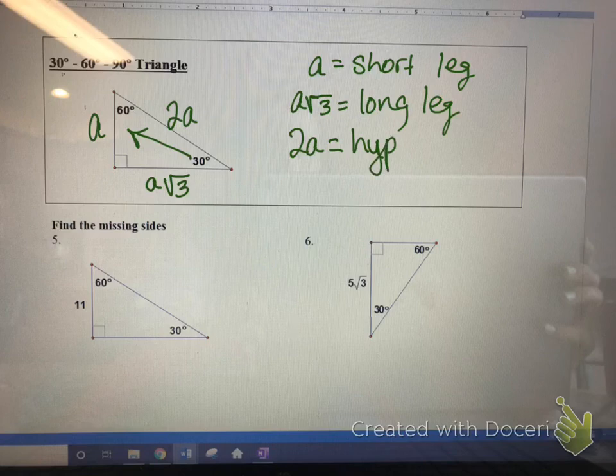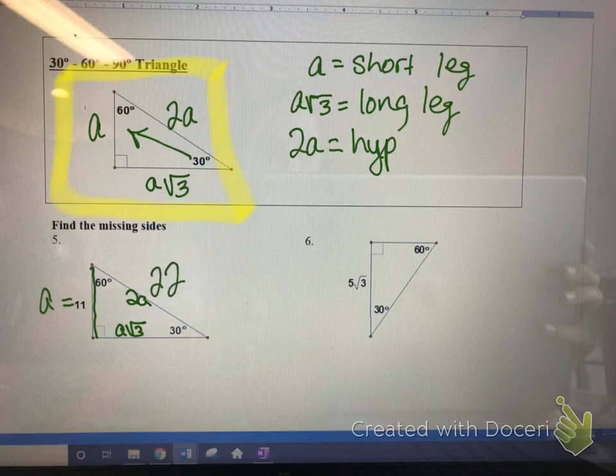Okay, so we're just going to jump right into an example. Again, you want to use the numbers we got, or the setup that we have right here. So with this one, first identify your short leg. So 11 is my short side. So then this is my long leg, A root 3, and this is my hypotenuse, 2A. And then A is 11, so just plug that number in. So this side is 22, this side is 11 root 3. And that's all you got to do for these special rights.